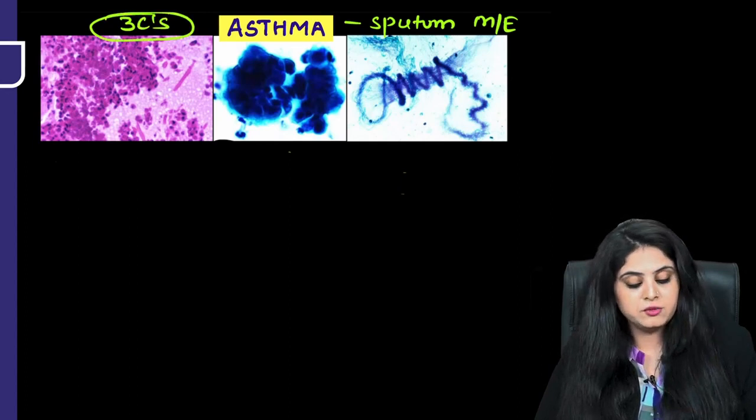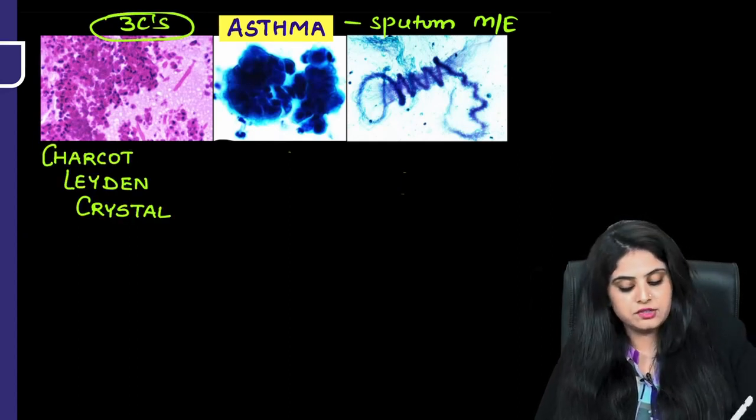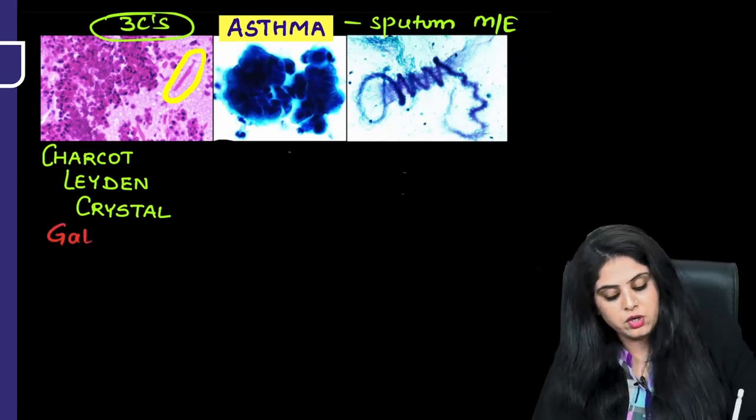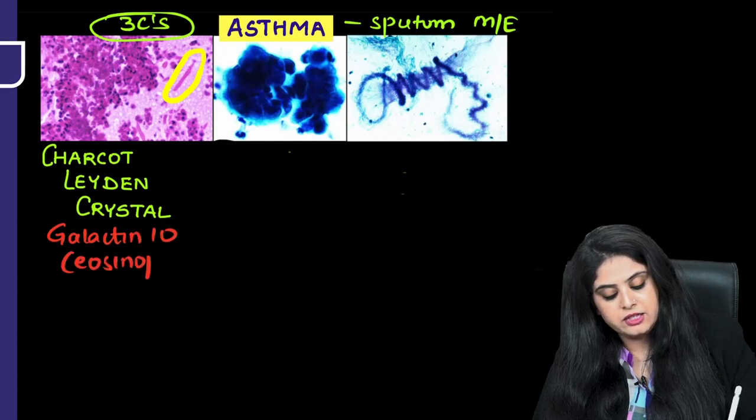The first C in the sputum that you see is the Charcot-Leyden crystal, which can be seen as this needle over here. If they ask you what is the composition, you all know it is made up of galectin-10, and galectin-10 is obtained from the eosinophils.